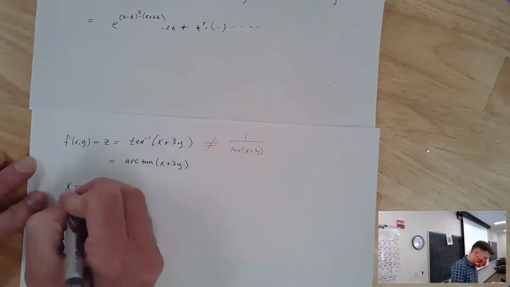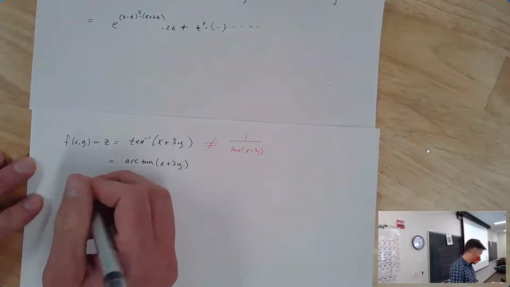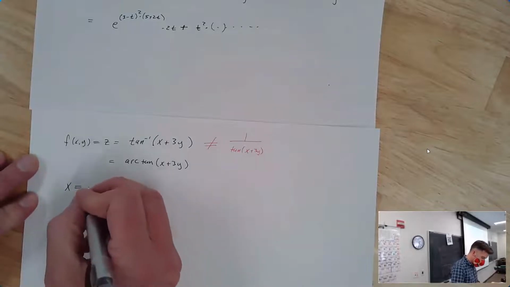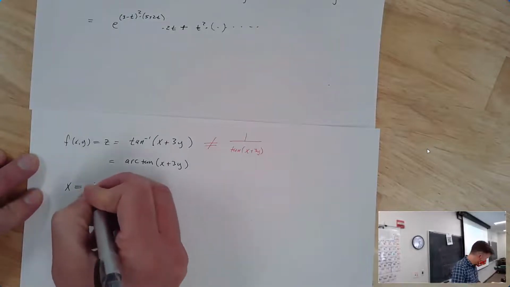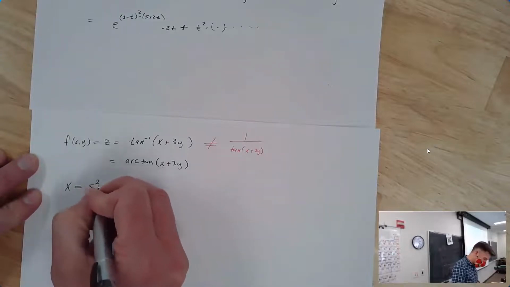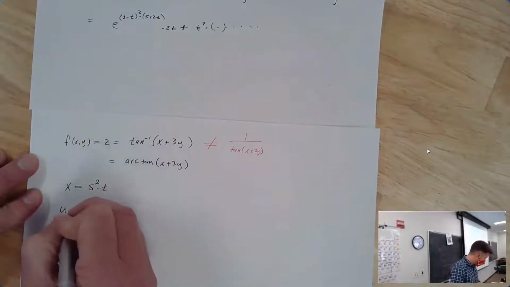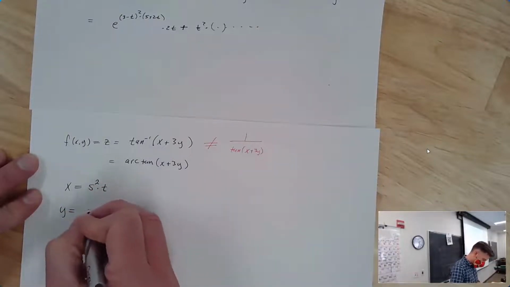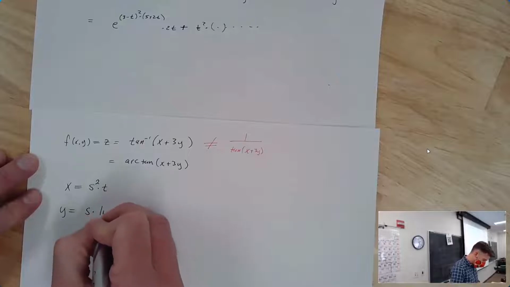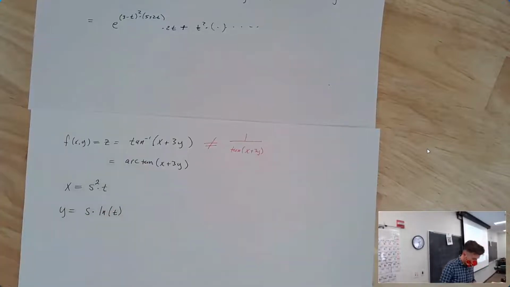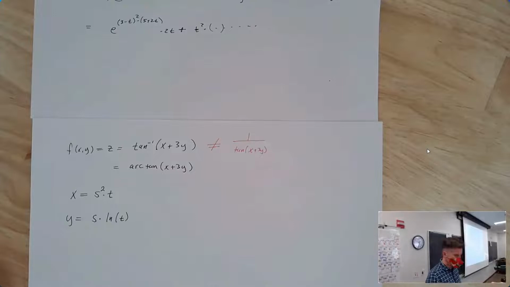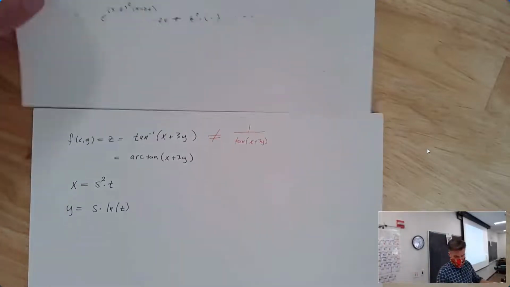And then we're also going to say that x is a function of s and t. S is never my favorite variable to use. x is s squared times t, and y is going to be s times the natural log of t. I don't like s because s always ends up looking like 5.